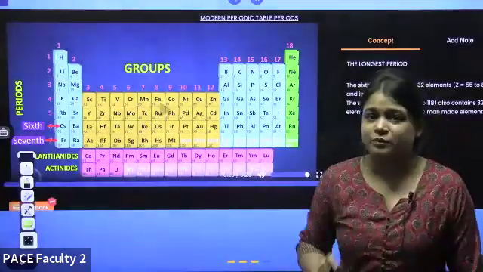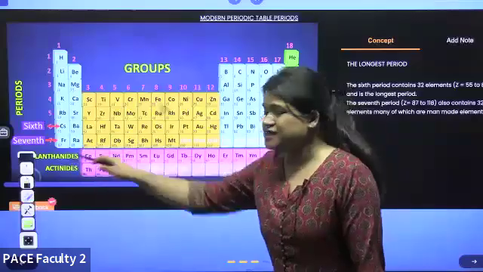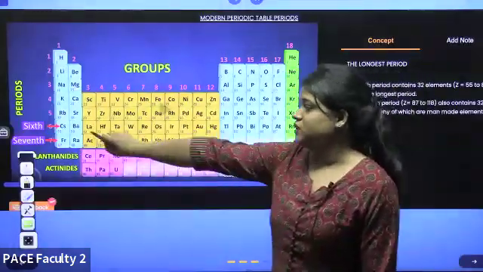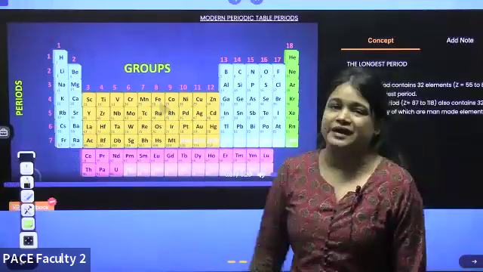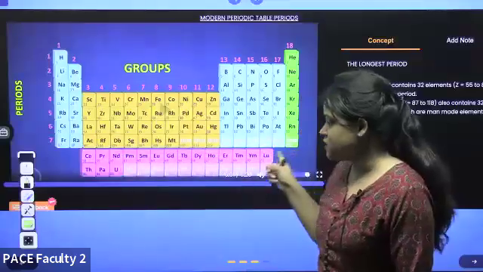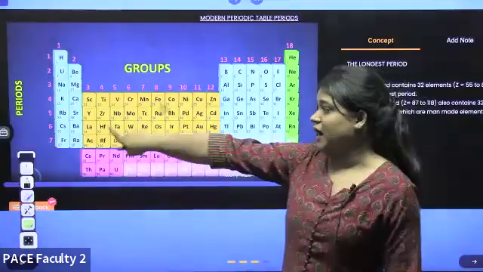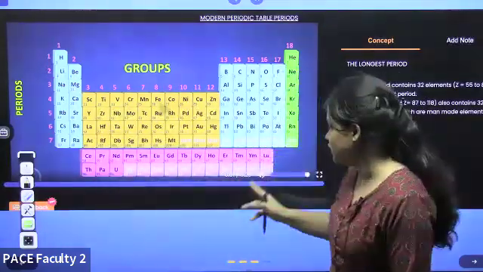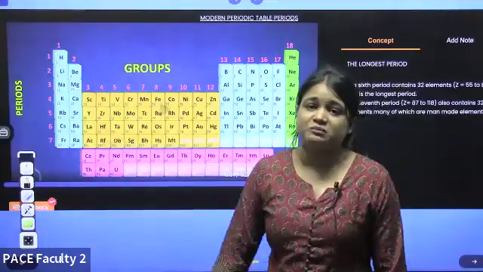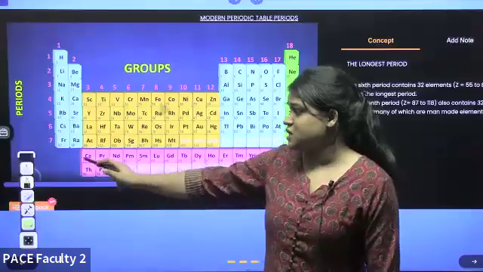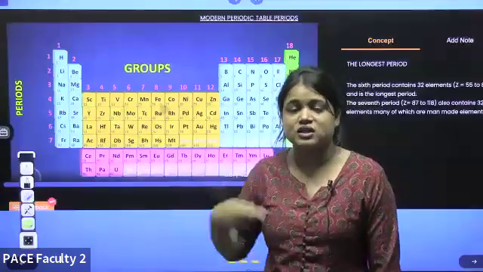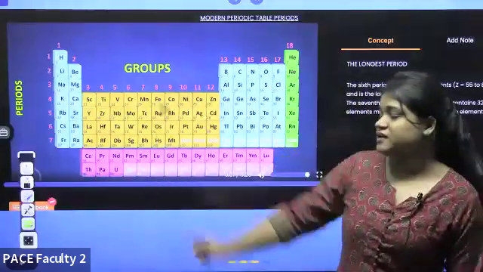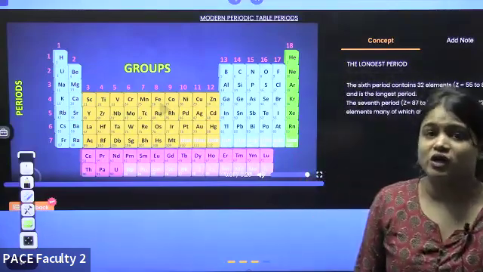You don't see 32 here, but if I show you these, the first row of lanthanoids from Ce to Lu are also in the 6th period, right behind lanthanum. These 14 elements are also a part of the 6th period only. Similarly, from thorium to lawrencium, they are falling right behind actinium. So this first pink colored row is a part of the 6th period, and this second pink colored row is a part of the 7th period. That is why they are called the longest periods.